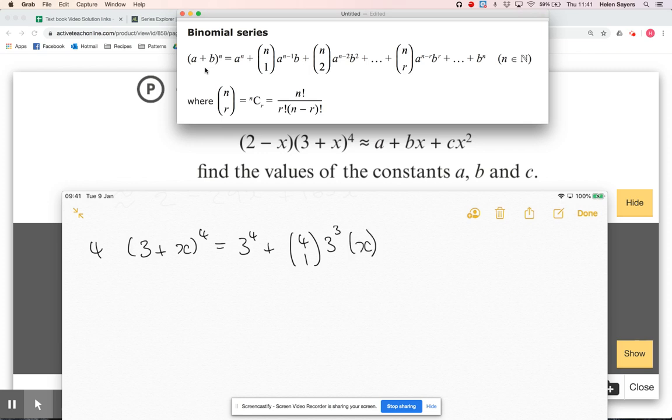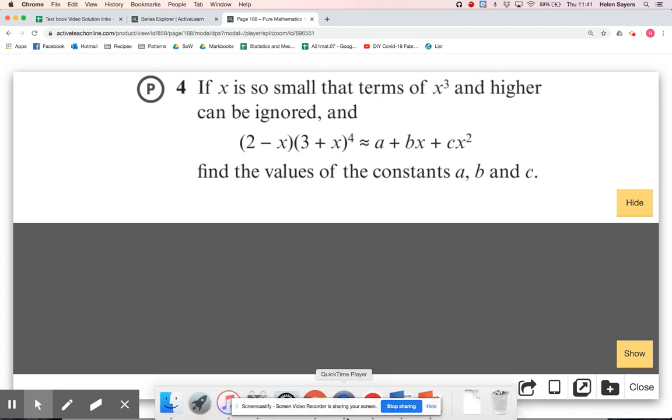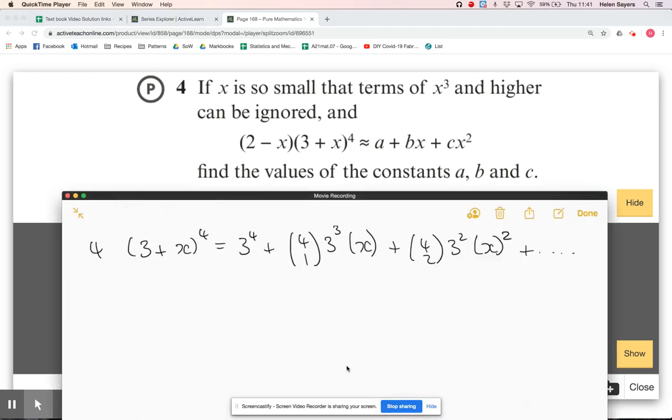And I tend to not put multiplication signs because it just makes the whole thing look longer and harder to read back. So then it's going to be 4 choose 2. The power of a is going to reduce by 1, and the power of b is going to increase by 1. And I don't need to go any higher than that because we're ignoring any terms that are x cubed or higher. So just need to simplify that.